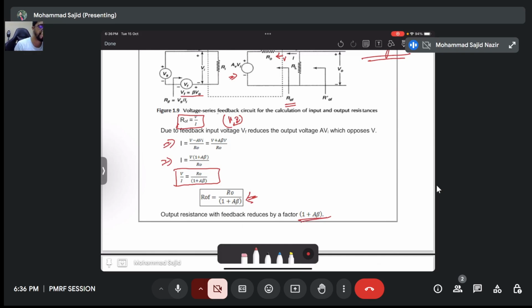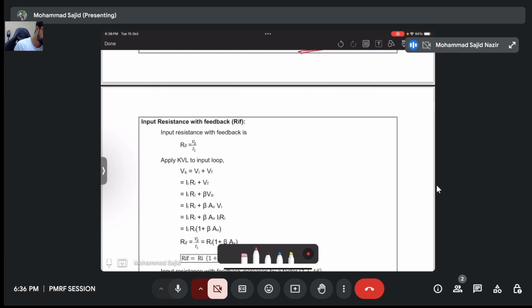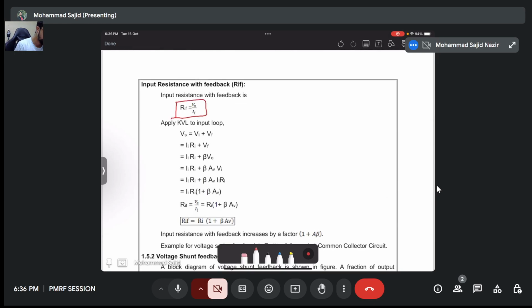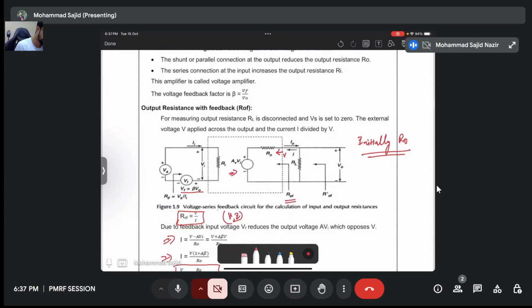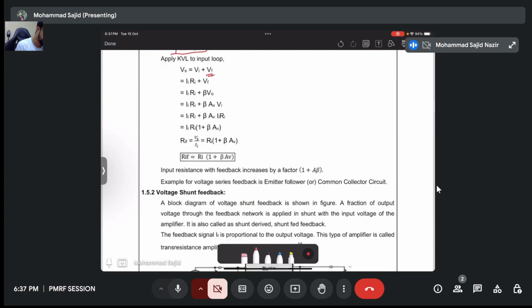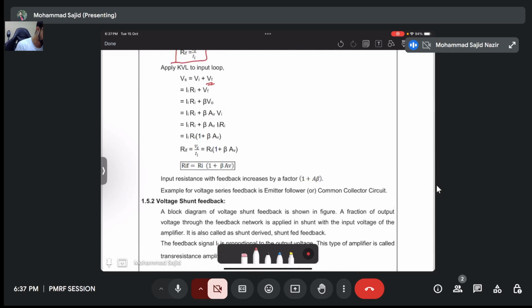So that's what we need in the voltage amplifier. Similarly, for the input, we can add the test source, and if we apply KVL to this loop, then Vs is equal to Vi plus Vf. Vf is the feedback voltage, and Vi is the voltage across Ri. This will be I times Ri, and this is beta times V naught. So then you can again do this calculation. You'll find that the input resistance is increased by 1 plus beta times A. So it increased by 1 plus A times beta.